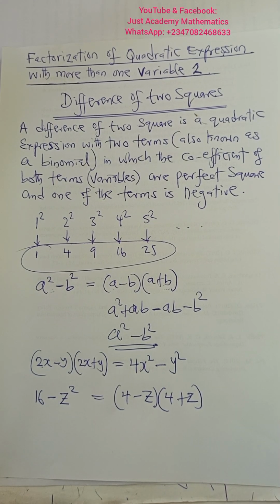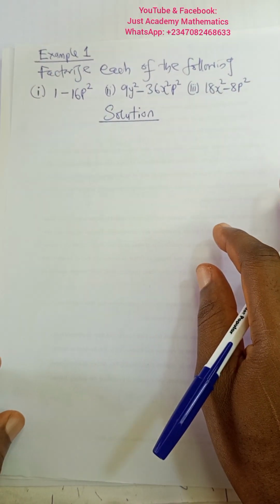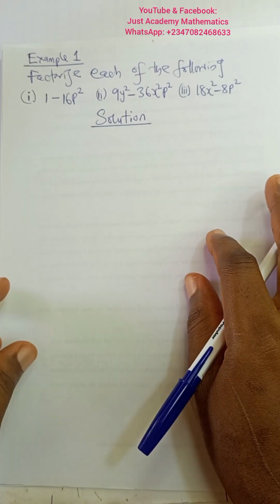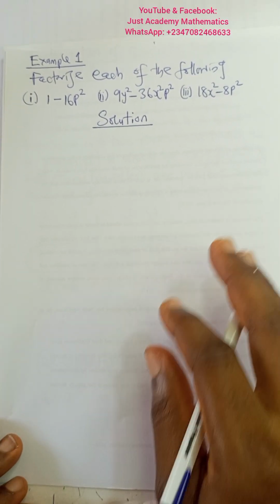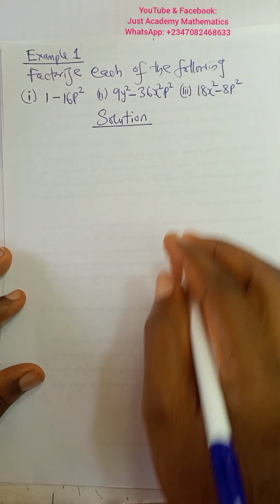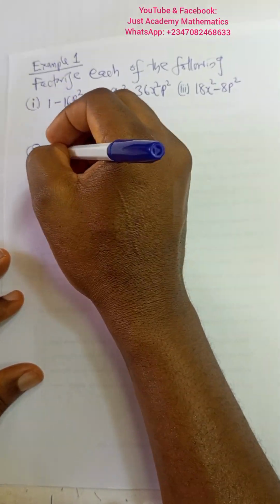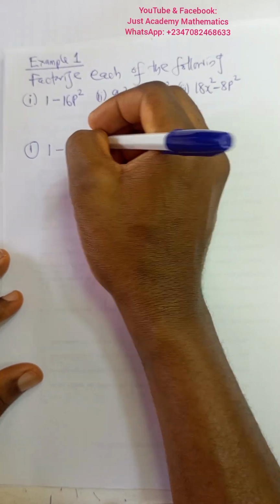Okay, let's swing to action. We have a lot to talk about here. Now look at our first example. Example 1 says factorize each of the following. Now let's start from the first one. The first one here is 1 minus 16p squared.